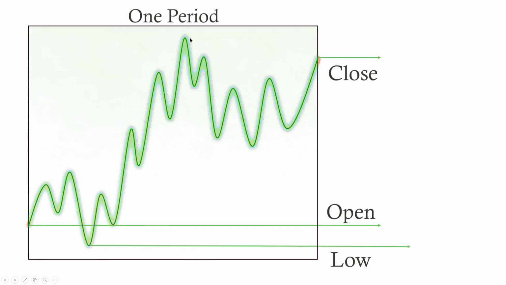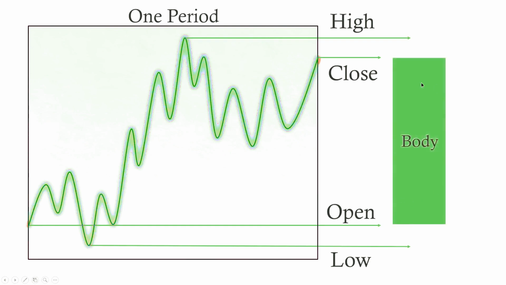The distance between the open and the close is displayed in the thick bar known as the candle body. In the case of a bullish candlestick, the distance between the open and the low, and the distance between the close and high, are displayed as thin lines, also known as candle wicks or candle shadows. The distance between the low and the high is known as range.